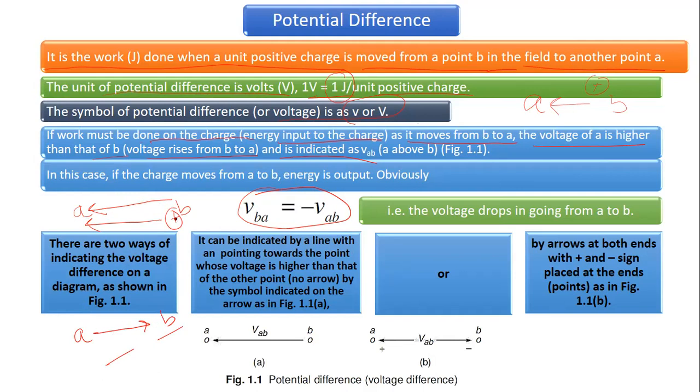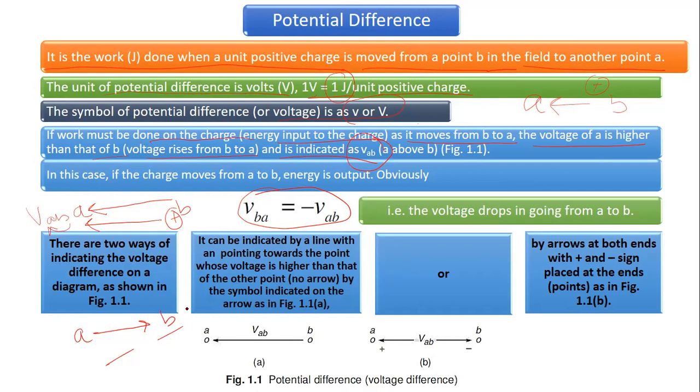You can mention it in two ways. Either the voltage is increasing from B to A, or the voltage is decreasing from A to B. That voltage is VAB. So VAB means the voltage is from B to A. This is the direction of the voltage. So voltage is directed from B to A.